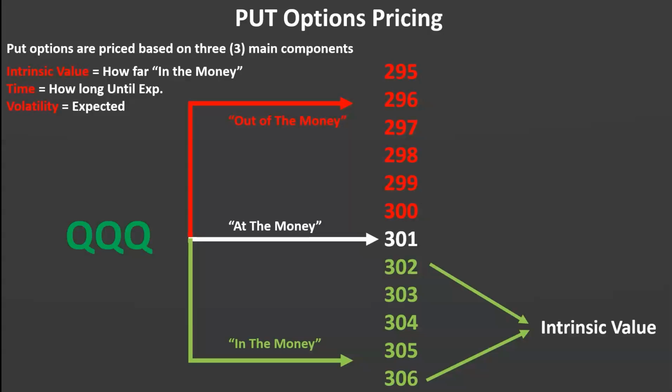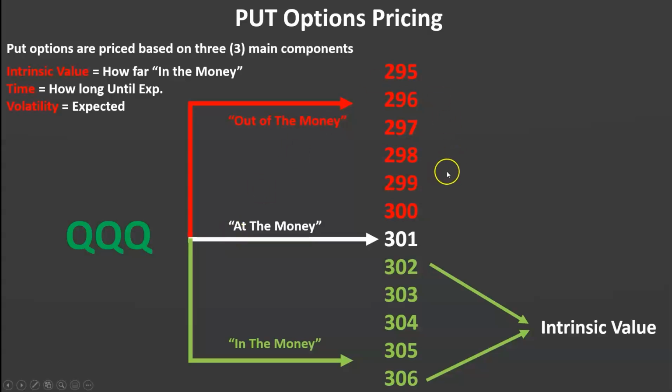Well, puts are the opposite. You are buying the right to sell a stock or ETF at a certain price by a certain date. So this is all about the right to sell, not the right to buy. And when you sell things, you always want to sell at the highest price, not the lowest price.